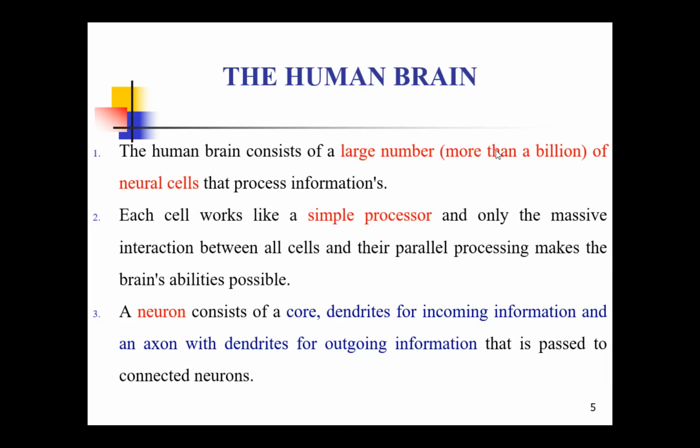So what is a neuron? A neuron consists of a core. It consists of dendrites for incoming information and an axon with dendrites for outgoing information. A neuron is a core. It gets information from somewhere, processes it and produces the output, and that is also transferred to the subsequent neurons. So from neuron to neuron, the transfer of data or information takes place.